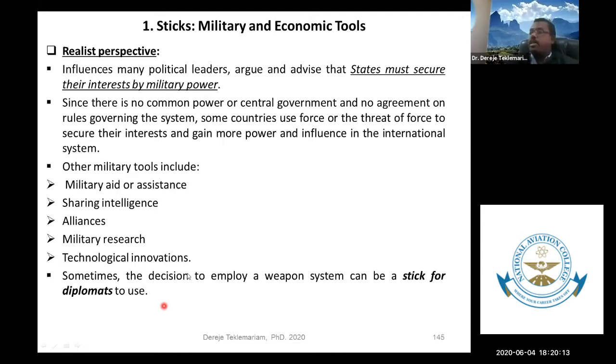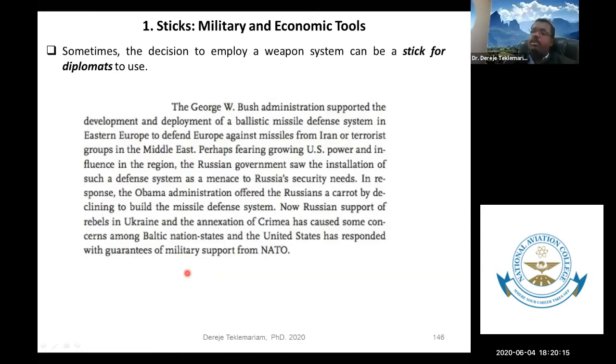Sometimes the decision, I already said this, a very good example is how George W. Bush supported the development, the advancement, as well as the deployment of a ballistic missile defense system, especially in Eastern Europe, to defend Europe against missiles from Iran or terrorist groups in the Middle East. To do this, George W. Bush really strongly helped them.